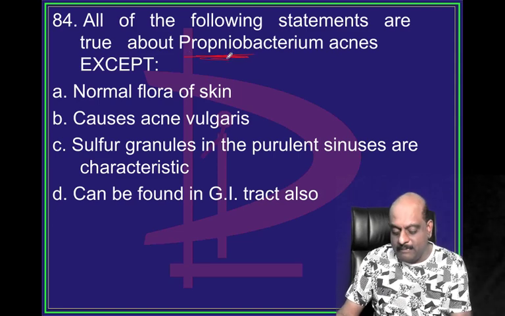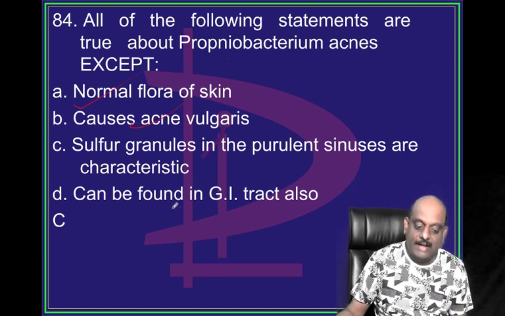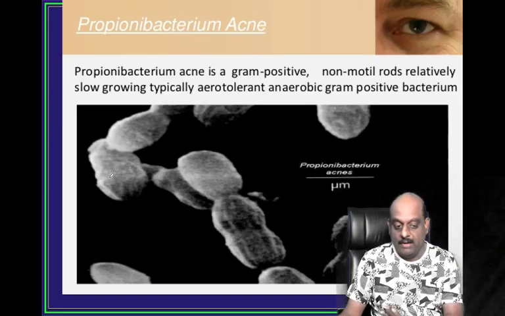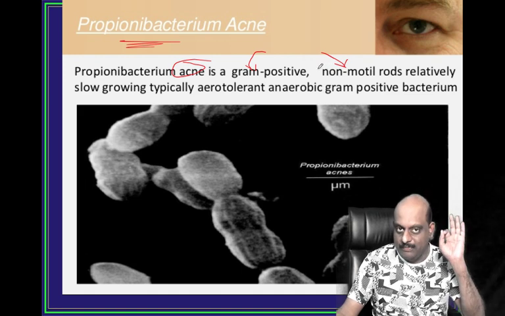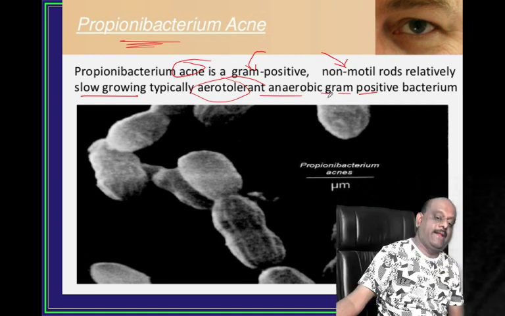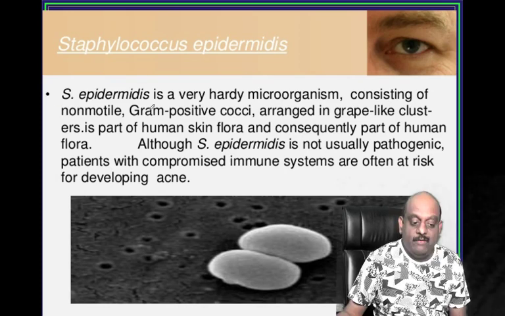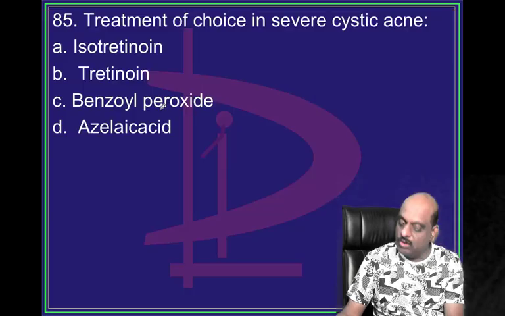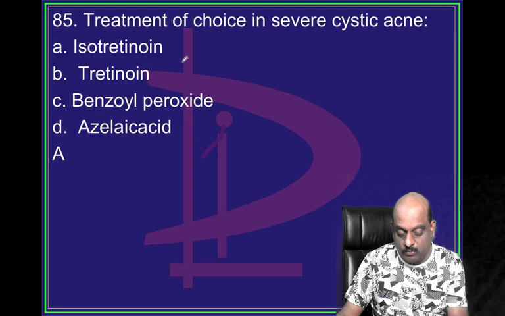About Propionibacterium acnes, what is true? It's a normal flora of the skin. It causes acne vulgaris. It can be found in the GI tract also. Those are the statements. Now, Propionibacterium acnes is a gram-positive, non-motile rod. Relatively slow growing. It is an aerotolerant anaerobic gram-positive bacteria, is what you have to emphatically remember. Even Staph epidermidis is also implicated in acne. It is a gram-positive cocci, as all of you know very well. Now, severe cystic acne, what is the treatment you want to give? We want to give isotretinoin.